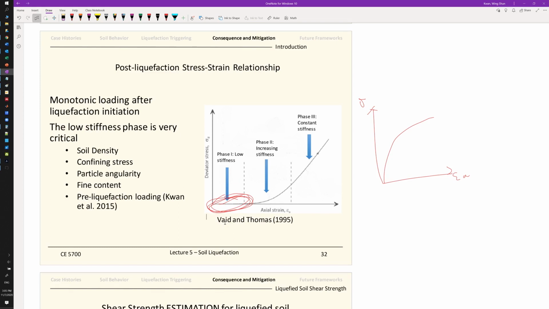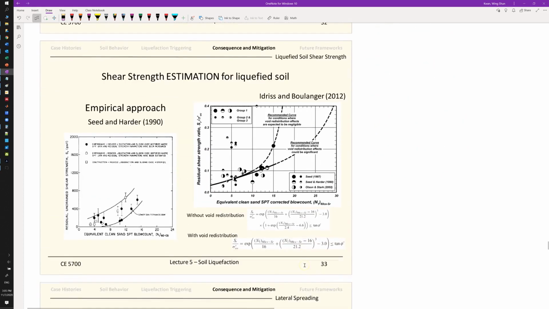So it's kind of a flow-type behavior, because if you have a landslide, if you have initial static stress or sloping ground where the soil is liquefied, you expect a lot of displacements. It's quite dangerous. And there's a procedure to estimate liquefied soil strength: Seed and Harder, 1990. Based on the N1,60, they have some quick estimations of the residual soil strength.